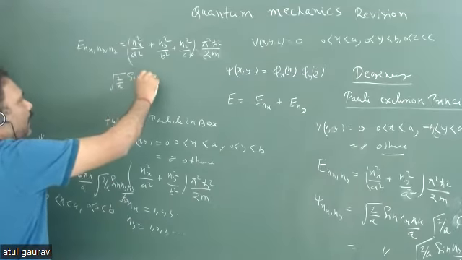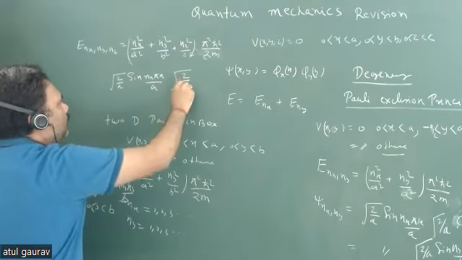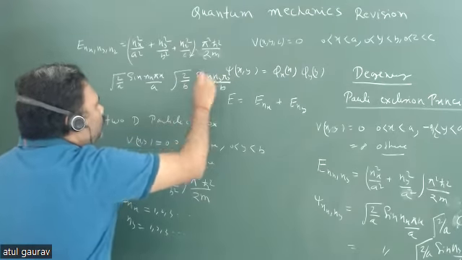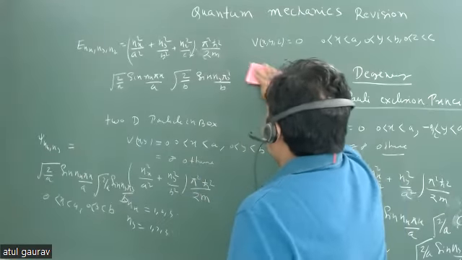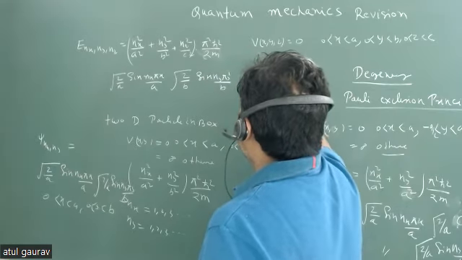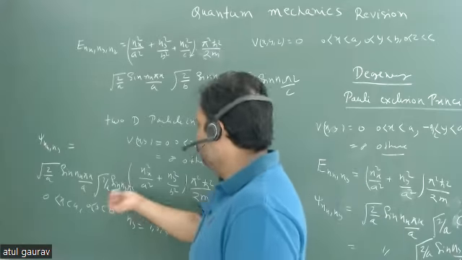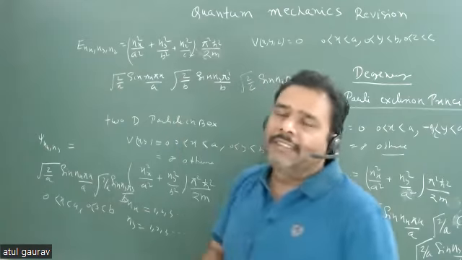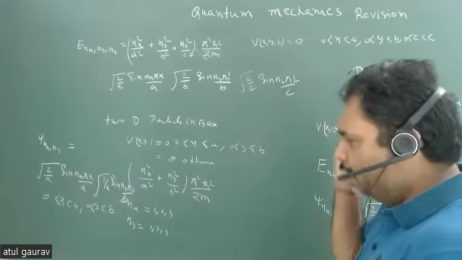Sine nx pi x by a, root 2 by b sine ny pi y upon b, and then you can also go for root 2 by c sine nz pi z by c. Please correct it, here it will be b, right? So you can go for this and you can treat each and every wave function independently.